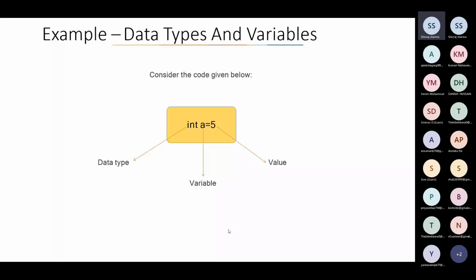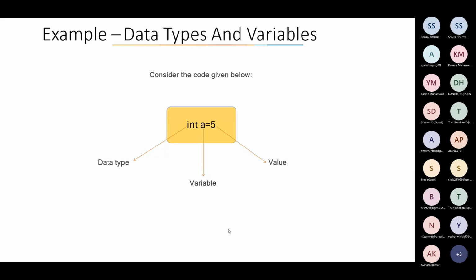Consider a code that contains an integer. That is a equals to 5. So what is data type? The very first thing, that is int, that shows the data type of that variable. Okay, so here the data type is your integer. Second thing is a, that is variable. And third thing, the value in that variable. So it is more clear what is variable and what is data type and what is value. But don't get confused between variable and value.